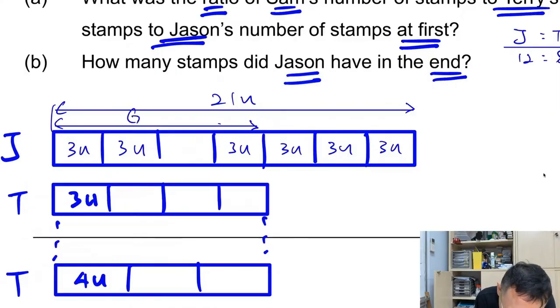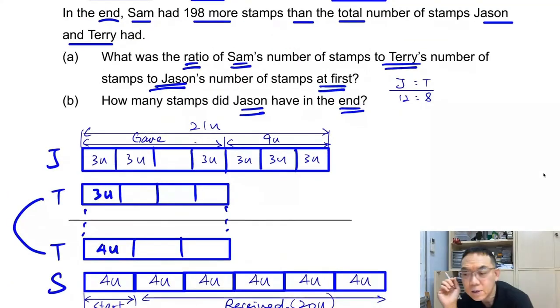And this is what is left. So the answer is 9. Now do that as well for T and tell me how many units does T have left? Terry. Good, fantastic. You all got it already.